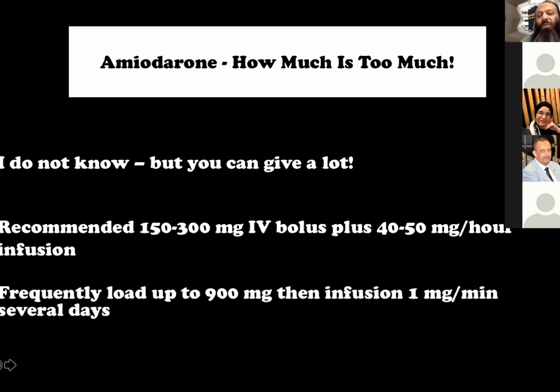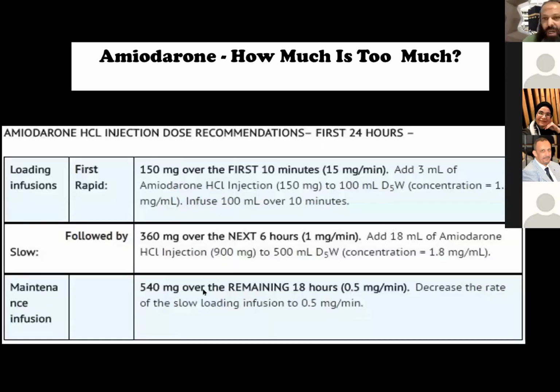Usually we load up to 900 milligrams, then 1 milligram per minute over several days. Why? Because with amiodarone, sometimes you give 1 gram over 24 hours, but the patient is still in atrial fibrillation. Amiodarone is one of the medications that needs to accumulate to reach a certain serum level. So some patients respond to 500 milligrams of loading, some respond to 1 gram, and some need 2, 3 or 4 grams. And those are the protocols we usually use for the ICU.